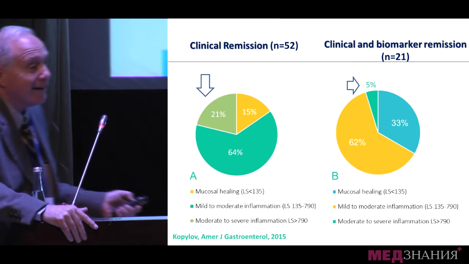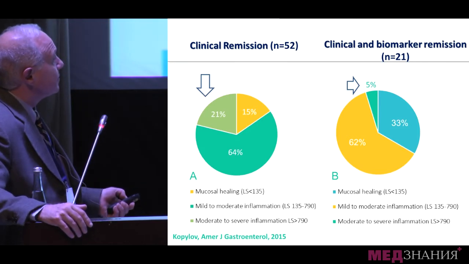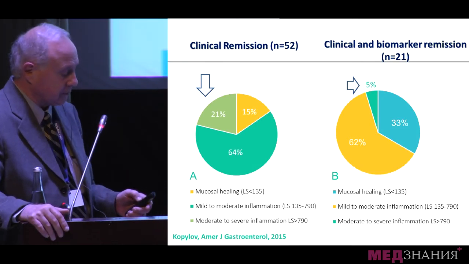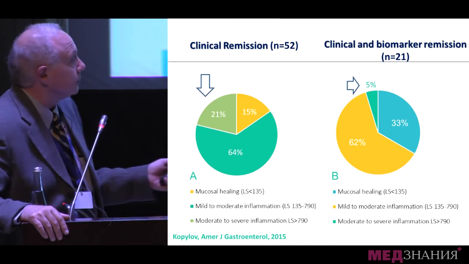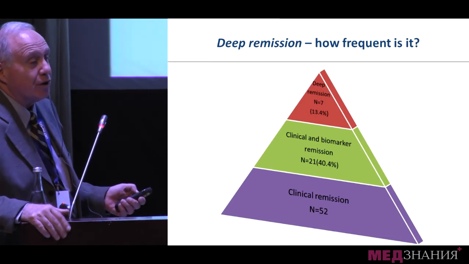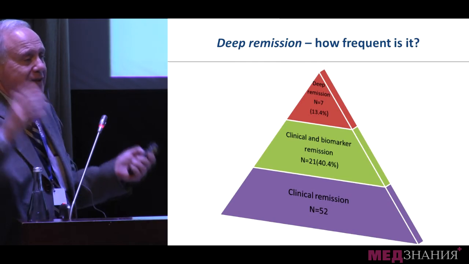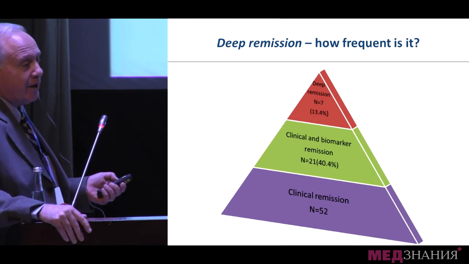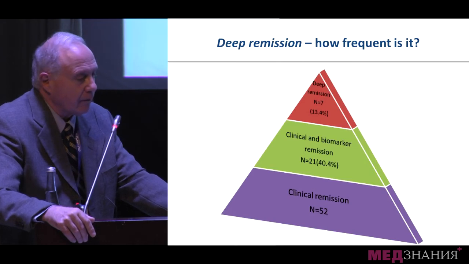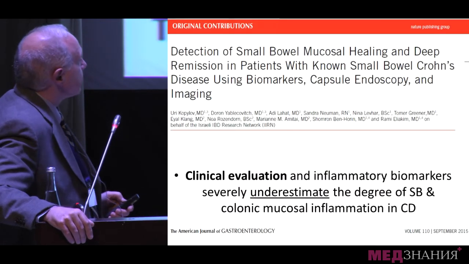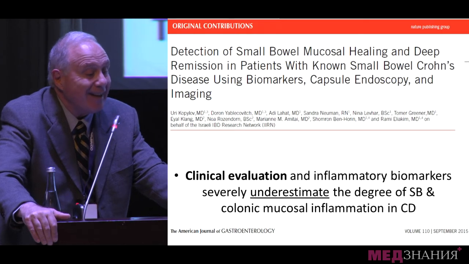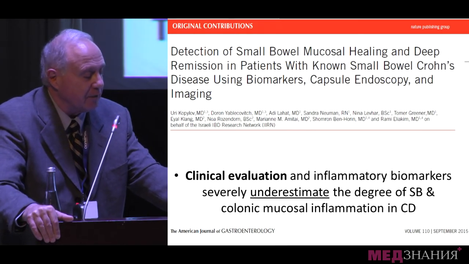And even if we took those in clinical and biomarker remission, still 62% with mild disease, 5% with moderate to severe disease. And if we want to know how many of our patients were in deep remission, and I didn't tell you, but 50% of our patients were on azathioprine, 40% were on anti-TNF agents, but only 13% of them were in true deep remission. So we concluded that clinical evaluation and inflammatory biomarkers severely underestimate the degree of small bowel and colonic mucosal inflammation.